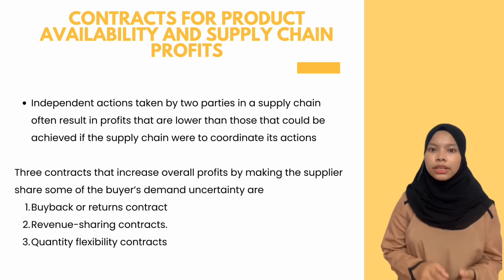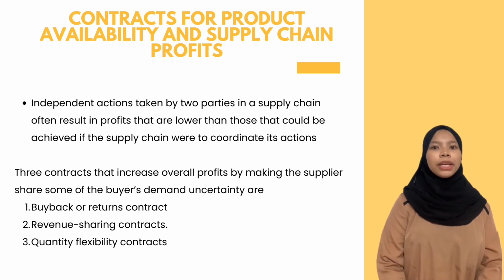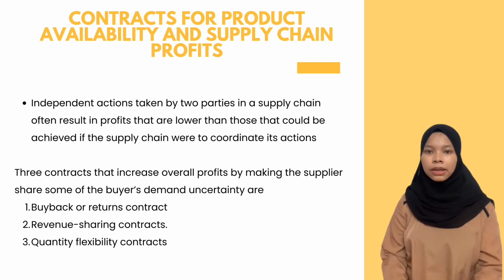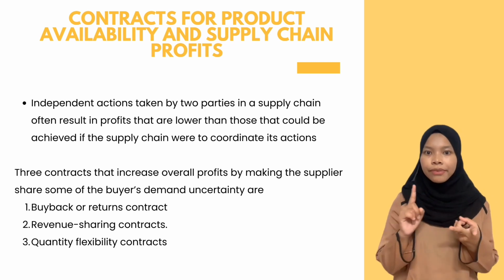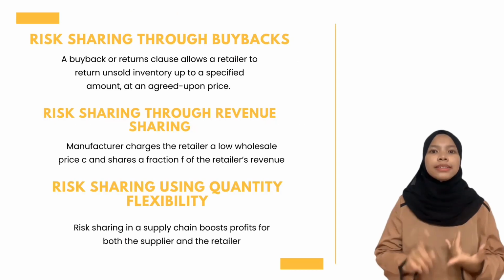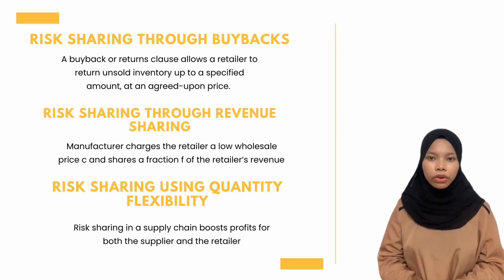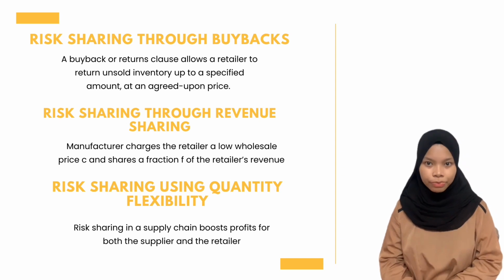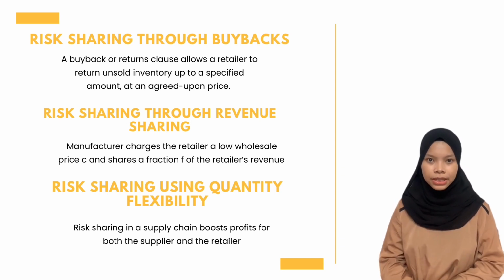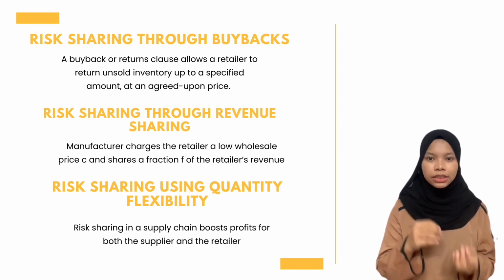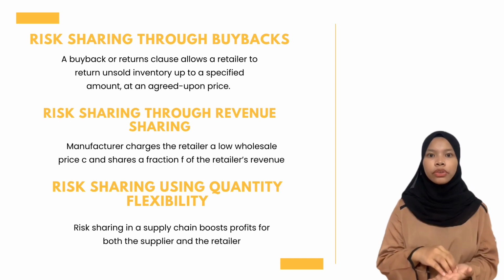The three contracts that increase overall profits by making the suppliers share some of the buyer's demand uncertainty are buyback or return contracts, revenue sharing contracts, and quantity flexibility contracts. Risk sharing through buyback: a buyback or return clause allows a retailer to return unsold inventory up to a specific amount at an agreed upon price. In this case, the supplier is sharing risk by agreeing to buy back unsold inventory from the retailer.